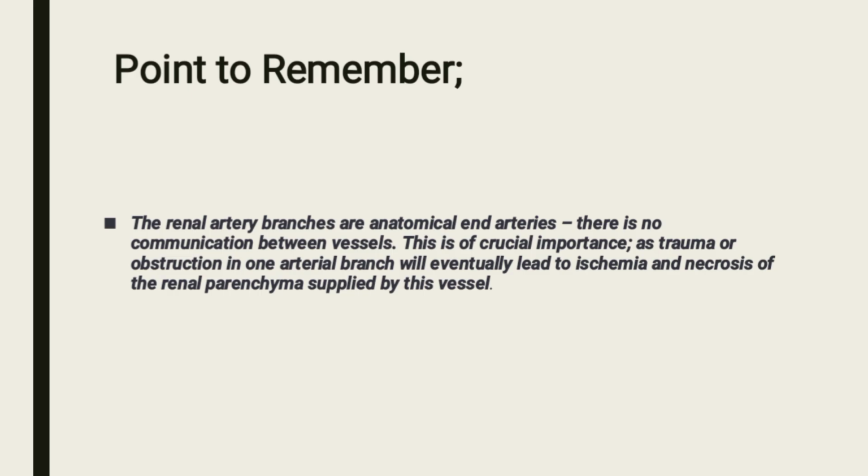Points to remember. The renal artery branches are anatomical end arteries. There is no communication between the vessels. This is of crucial importance, as trauma or obstruction in one arterial branch will eventually lead to ischemia and necrosis of the renal parenchyma supplied by this vessel.